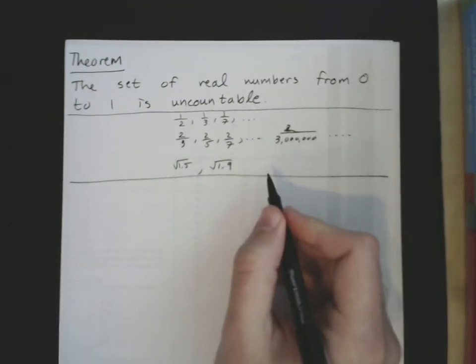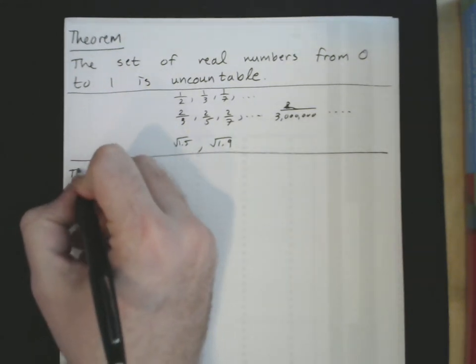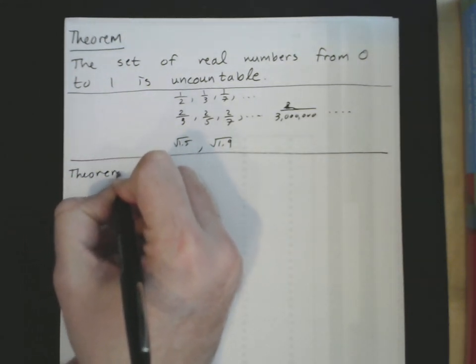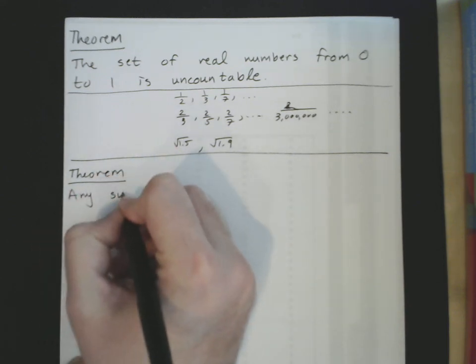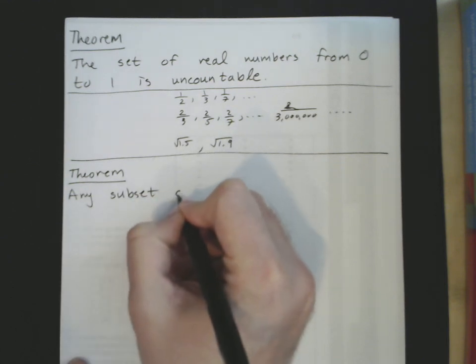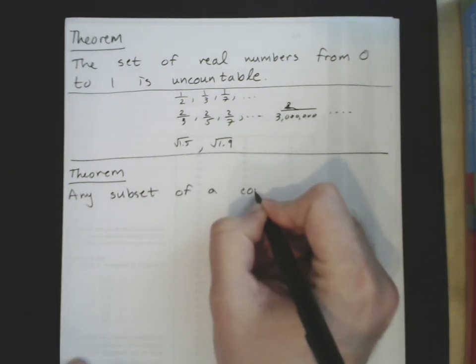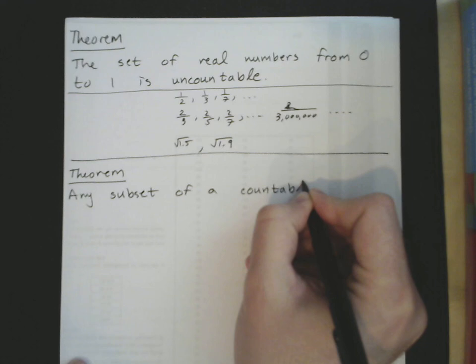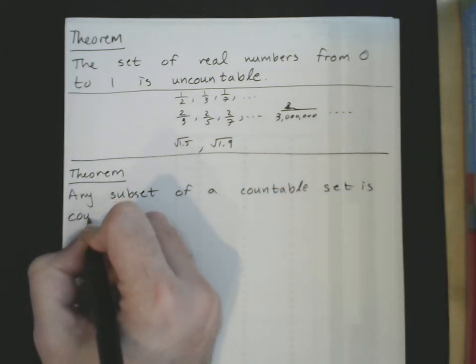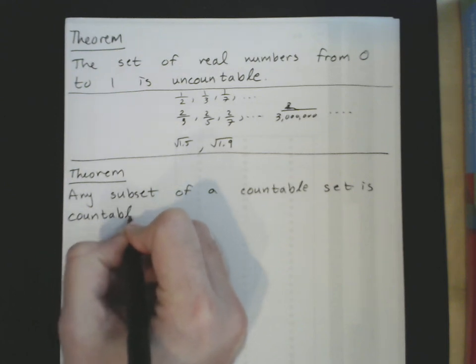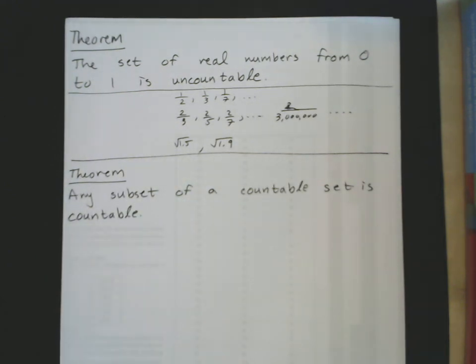Now the next two theorems are how we extend countability to other sets that we know. So the next theorem is any subset of a countable set is countable. Which makes sense. We took all the even integers, which is certainly a subset of the regular integers, and showed that that's countable.